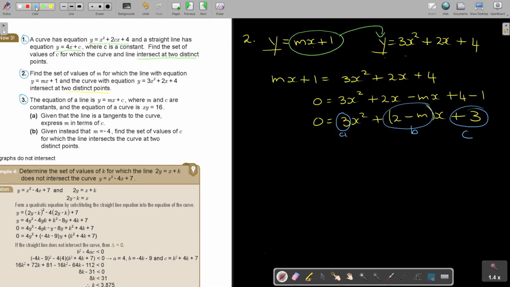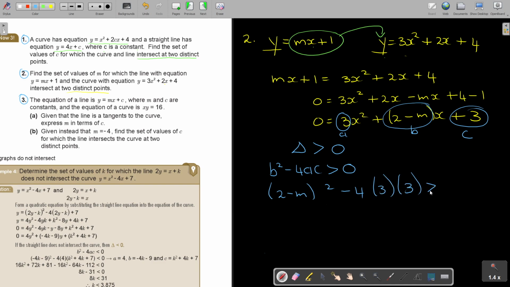So now you're going to say, if it's 2 distinct points, the discriminant is bigger than 0. So then I'm going to say b squared minus 4ac is bigger than 0. So basically, I'm just going to say 2 minus m squared minus 4ac, and it's bigger than 0. Okay, and now I'm going to simply say 2 times 2. I just do it the short way to make sure you don't make mistakes. It's not 4 minus m squared.